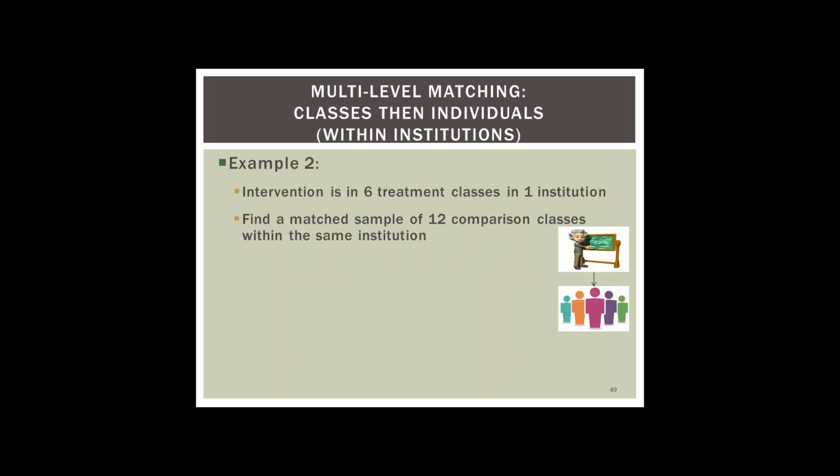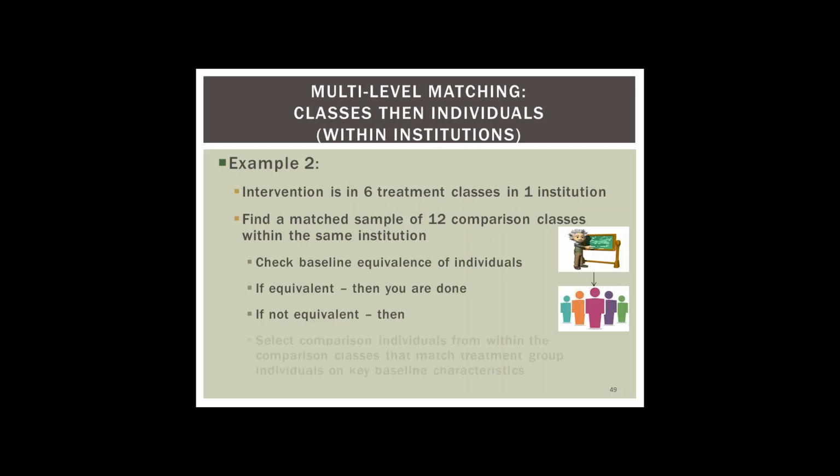In the second example, in the first example we had the treatment at the institution level. Here we have the treatment at the classroom level, but within one institution. Again, within that institution, you can go out and find 12 comparison classrooms that are similar. Once you've done that, you check the baseline equivalence of the individuals. Again, if they're equivalent, then you're done. You don't have to do anything. If they're not equivalent, then you do exactly what we just did in the first example, which is try to identify comparison individuals that are similar to your treatment individuals.